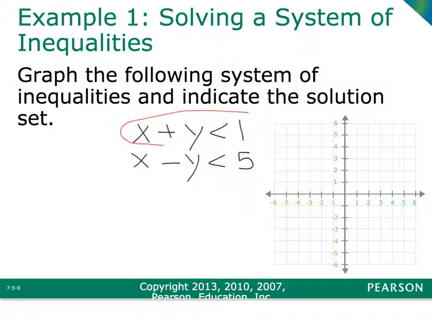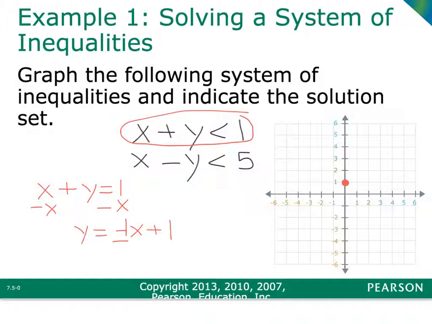So let's say we were going to graph x plus y is less than 1. You could pretend it says x plus y equals 1, and if you wanted, you could get y isolated by subtracting x from both sides. So y would equal negative x plus 1. That means you would start by graphing on the y-axis at 1, and you would use your slope of negative 1. So you would go down 1, right 1, down 1, right 1, and I would fill in your grid like that. I would graph the whole equation.